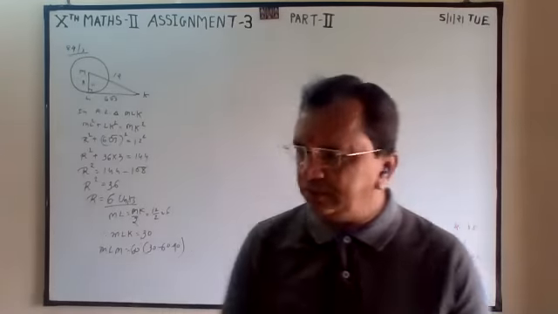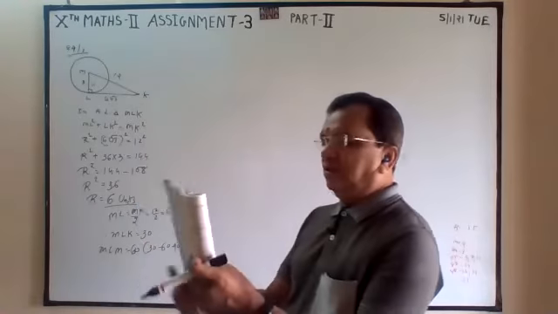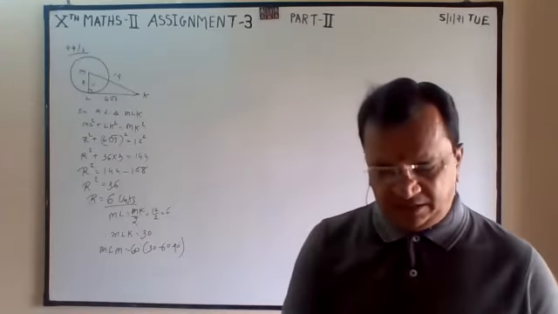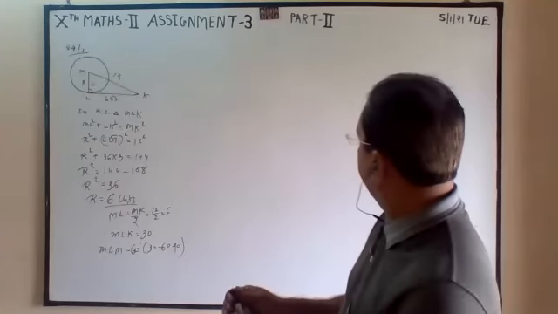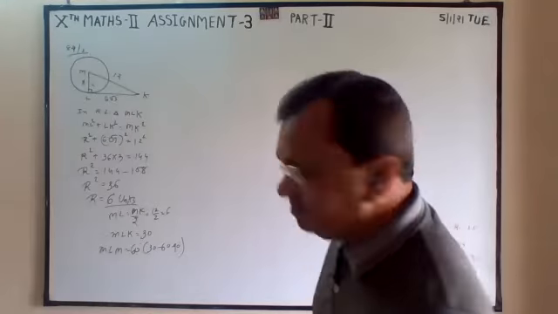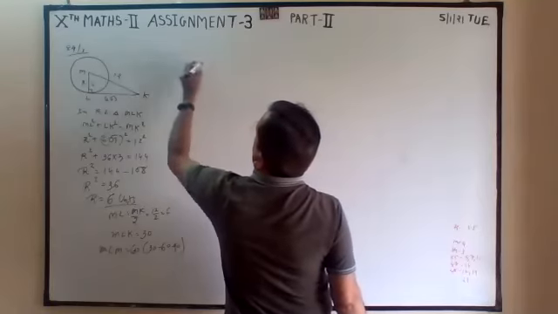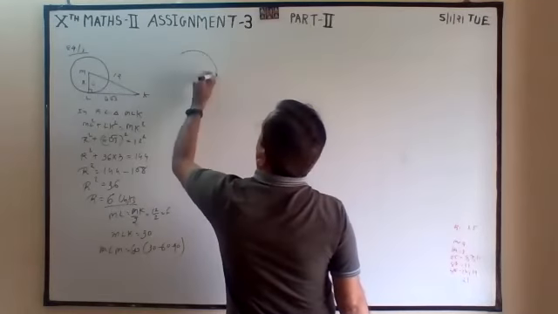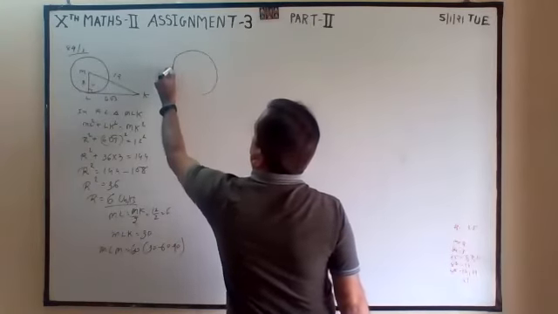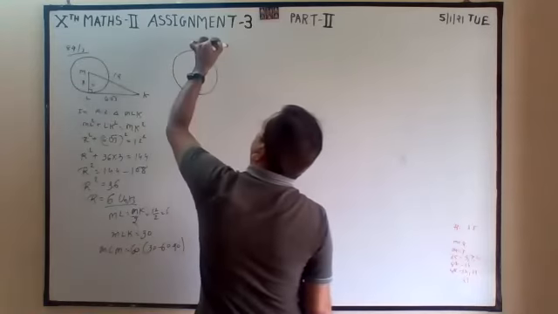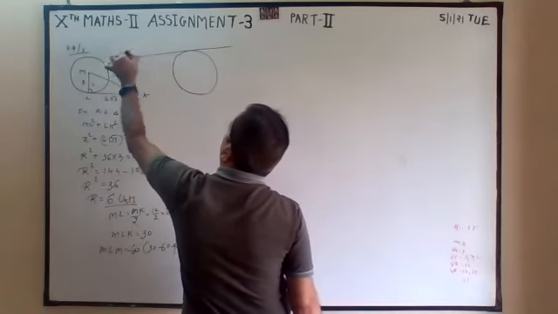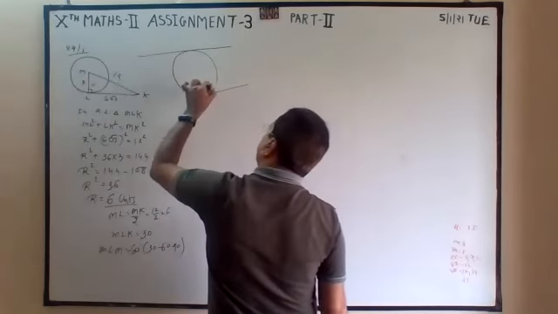85 fifth. 85 fifth, mark double star. Most IMP question.